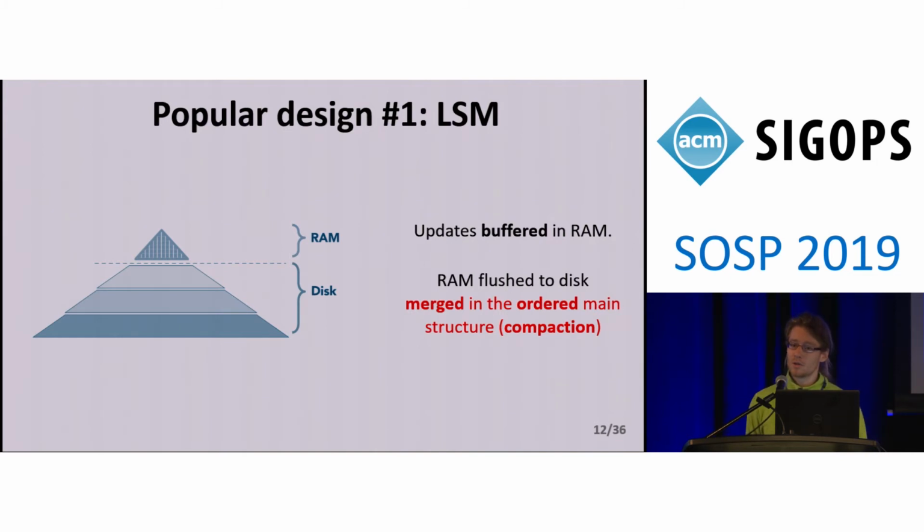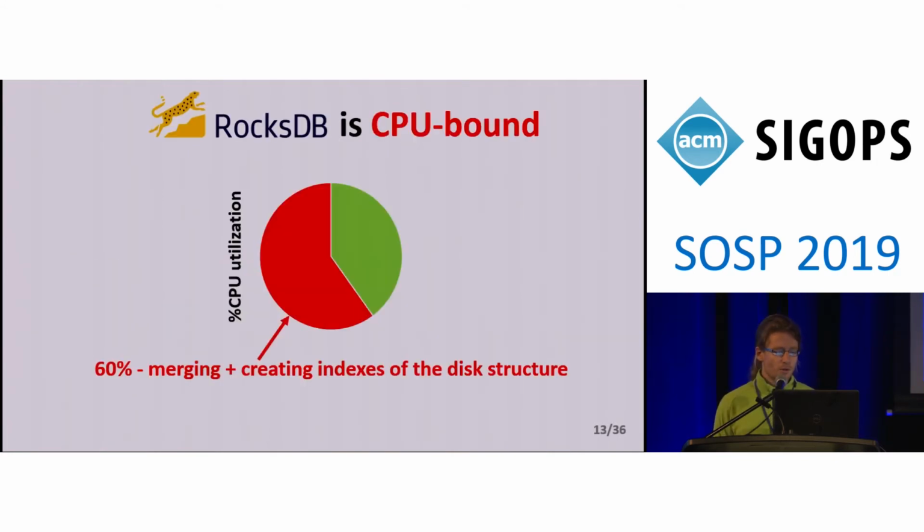However, you cannot just flush RAM components indefinitely because this would cause the database to grow and grow indefinitely. So RAM components need to be merged into the main data structure of the database. This operation is done in the background and is called doing a compaction. When we profile RocksDB, what we see is that it spends a huge percentage of its time doing compactions. Most notably, it spends over 60% of its time doing merges and creating indexes for the ordered data structure on disk.